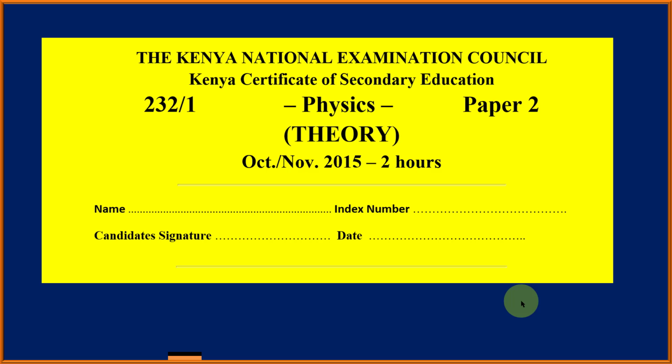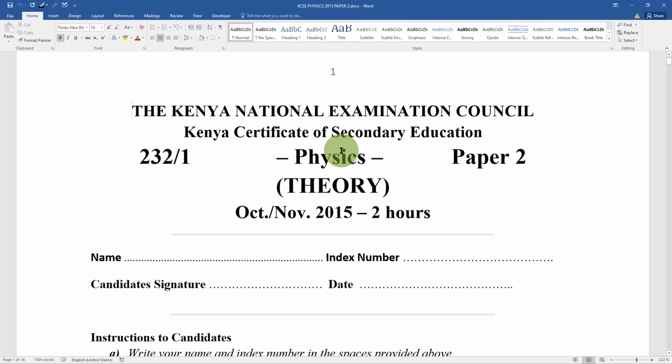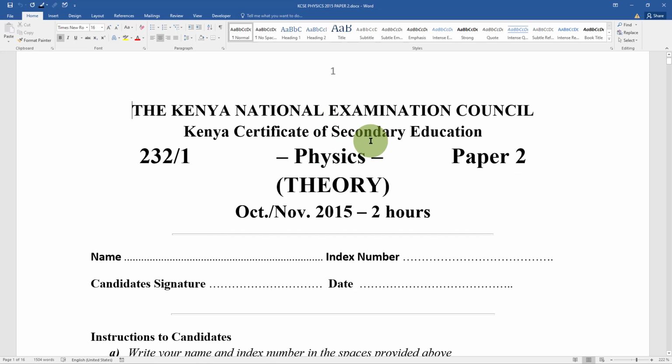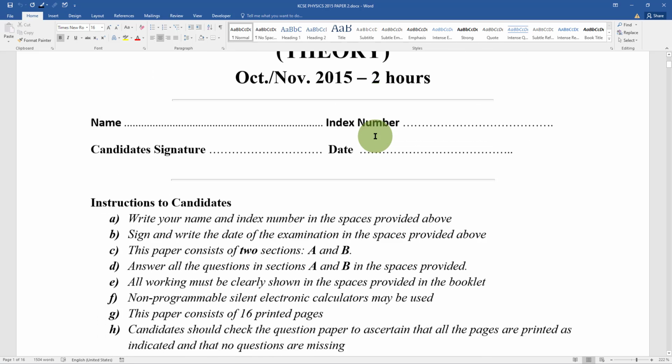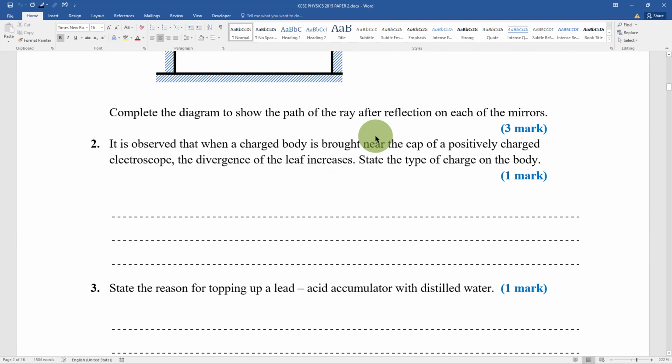In this video, we are going to look at the marking scheme of the KCSE Physics Paper 2 of the year 2015. Before we look at the answers to the various questions, I'd like to alert you that you can download this question paper from the video description. In fact, I would recommend that you download the question paper, try to do the questions first, and then look at the marking scheme, as we are going to discuss in this video.